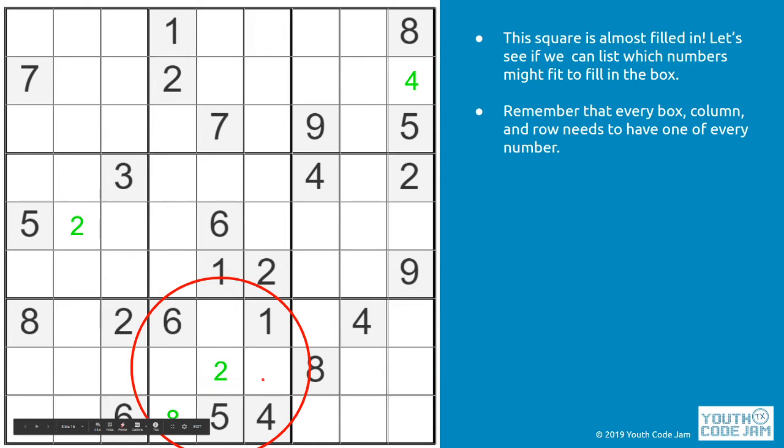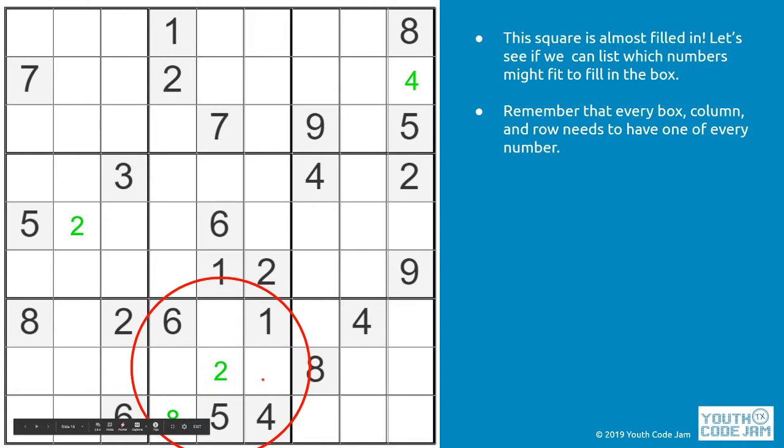This row is almost filled in. So let's try to fill it in with possibilities, a list of numbers that might go inside, just like we did with the box. So looking at this column, I see that the column already has a 1. It already has a 2. It doesn't have a big number 3 yet.